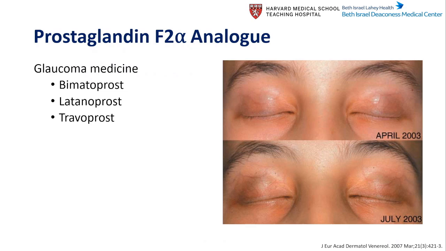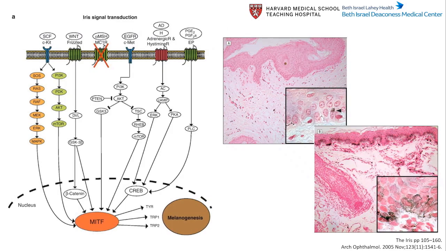And there are medications for glaucoma in the prostaglandin F2 alpha analog category: bimatoprost, latanoprost, travoprost. People used them on the eyes and then developed dark circles as a side effect. So why does it happen? Prostaglandin F2 alpha binds to a receptor, and then with the downstream of PLC and CREB, MITF is going to be activated, which increases the level and activity of tyrosinase and TRP1 and 2, basically stimulating melanin production.